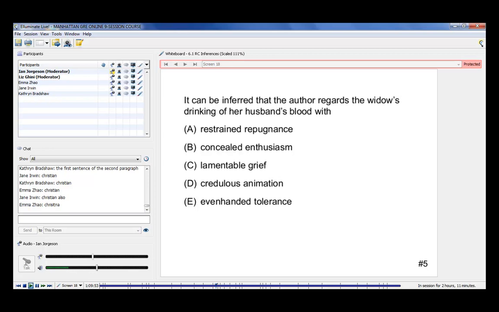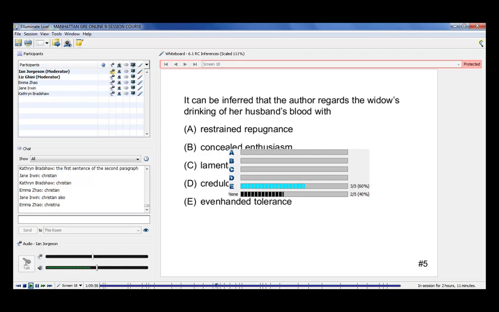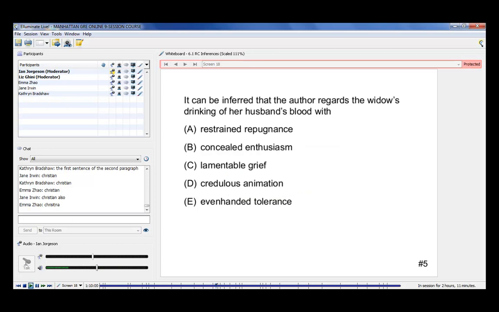All right. Let me show you guys what everybody picked. Everybody picked E. So Emma, tell me about E. Why did you choose E in the end? Tell me where you came from with that one. Because wasn't it barbaric?